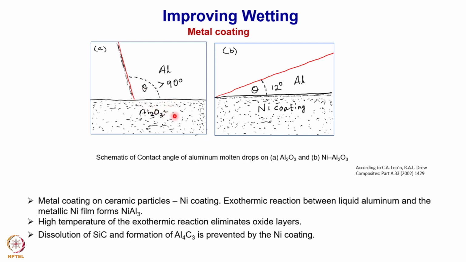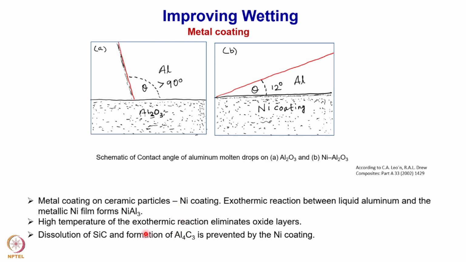If you have a look, this is the contact angle of a droplet of aluminum on aluminum oxide, and when you have the presence of nickel, that means this is a nickel coated aluminum oxide surface, you can see how drastically the contact angle reduces from more than 90 to less than 15 degrees. So that is how the surface of the ceramic particles can be modified with the help of a metallic coating, which will reduce the contact angle.